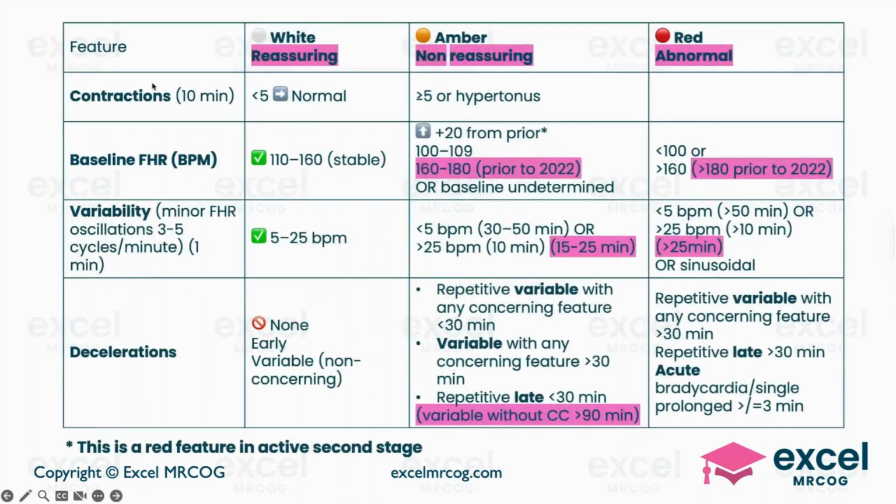All right, so now we are looking at a variable which is called contractions, which we have discussed already. Then we are looking at baseline variability, and we have features put as white, amber, and red for us. Now, a good baseline, which is a stable baseline, is between 110 to 160.